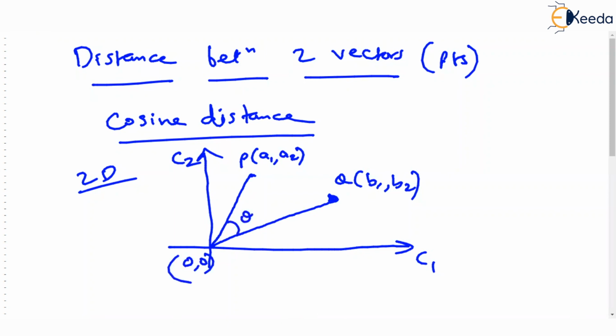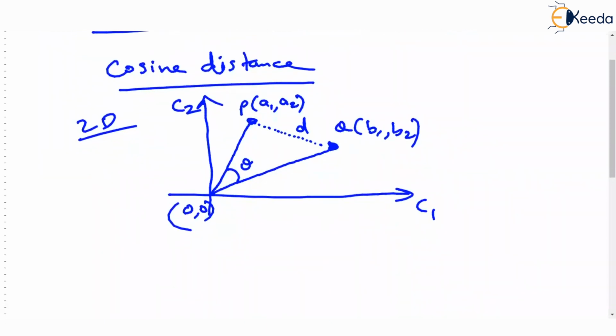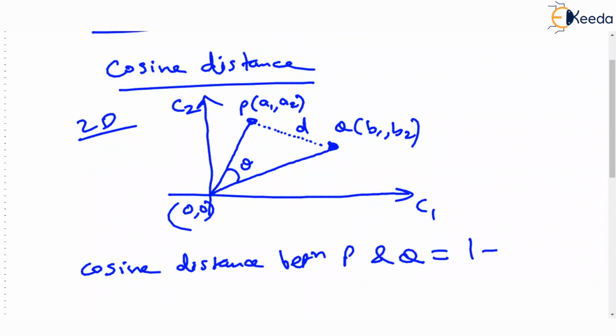Okay. By the way, I repeat our aim. Our aim is to find the distance between these two vectors, that is these 2 points. What is D? The distance between these 2 points. But these 2 vectors are making an angle theta. Okay. Then cosine distance, I'm defining the cosine distance between P and Q, is given as 1 minus cos theta.